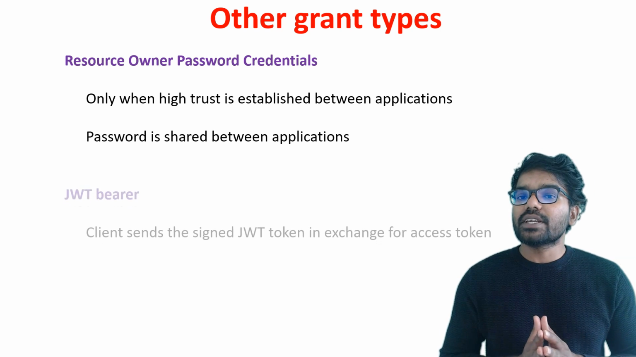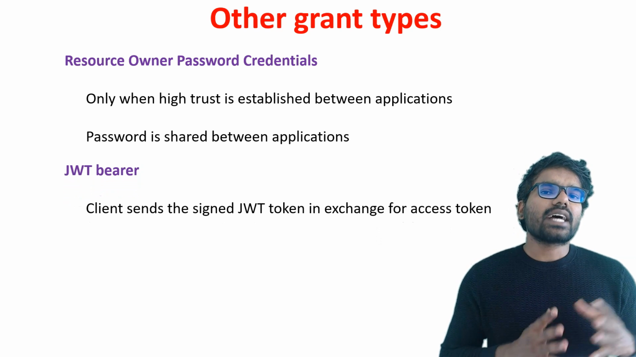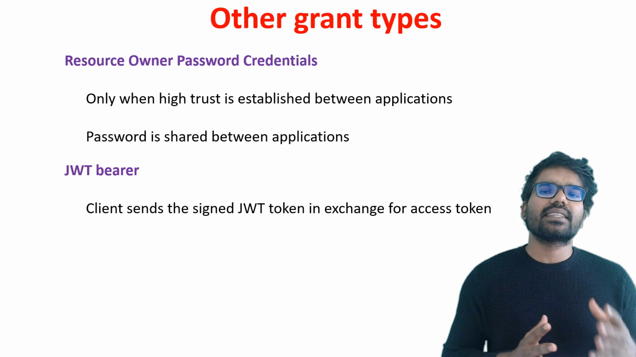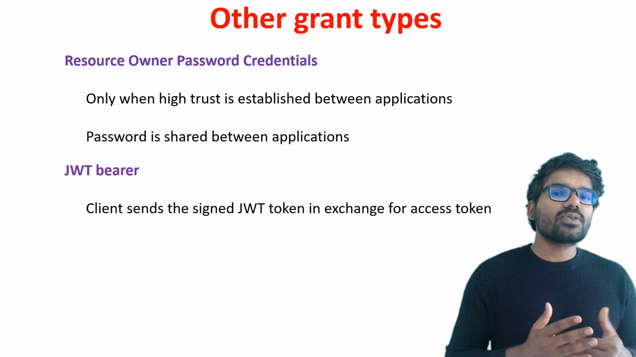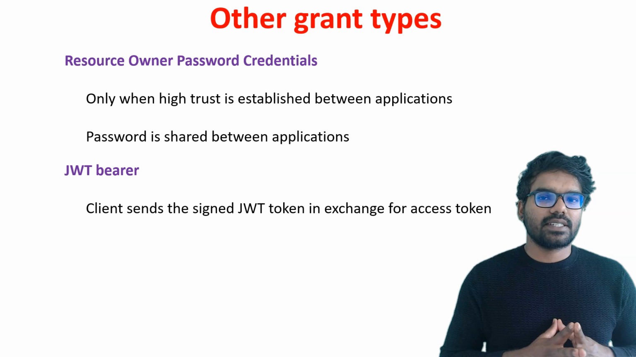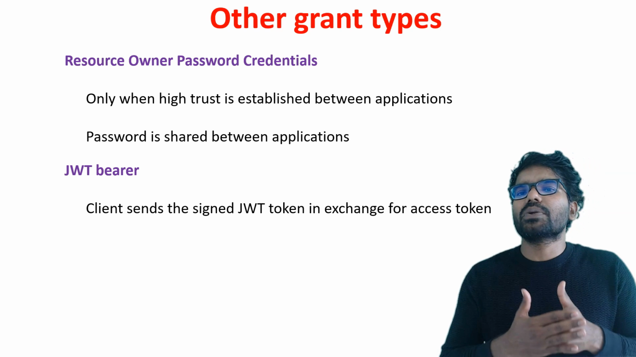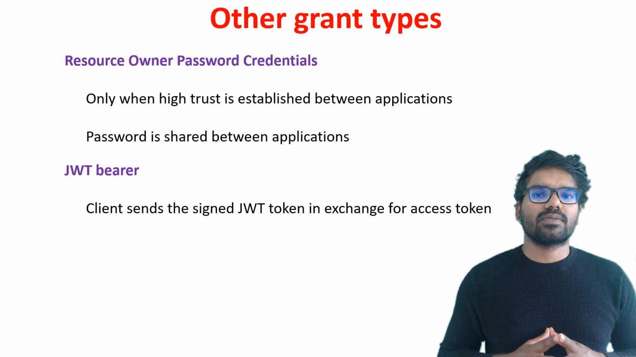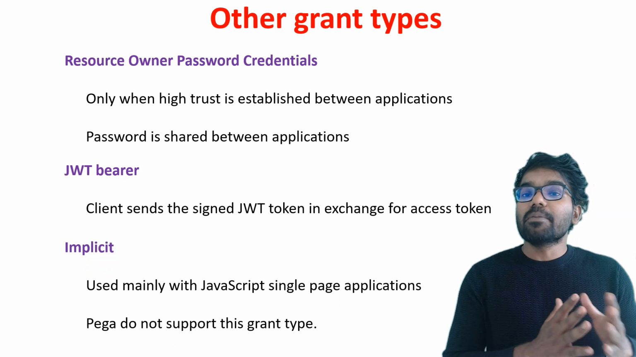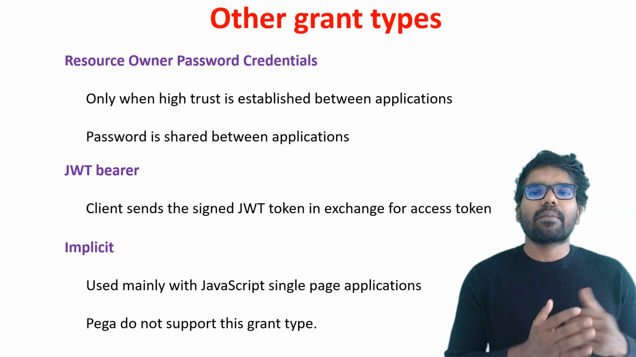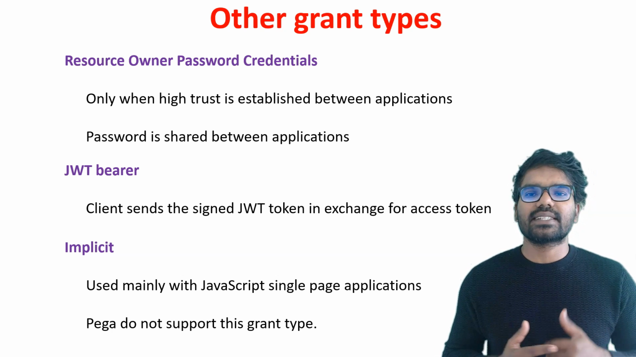The next option is JWT bearer. As you saw in the previous video, we talked about OpenID Connect where we get the JWT token. We can also use the same JWT token for the OAuth 2.0 authorization. So with the signed JWT token, we can also get the access token from the authorization server. And the final grant type is the implicit grant type. It is mostly used with JavaScript applications and Pega does not support this implicit grant type.